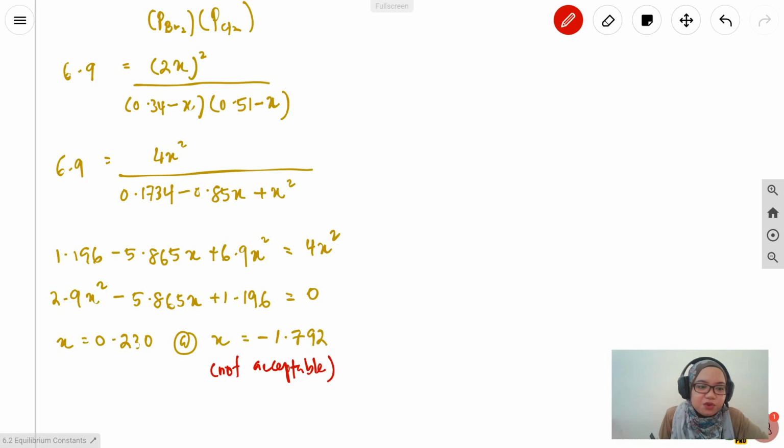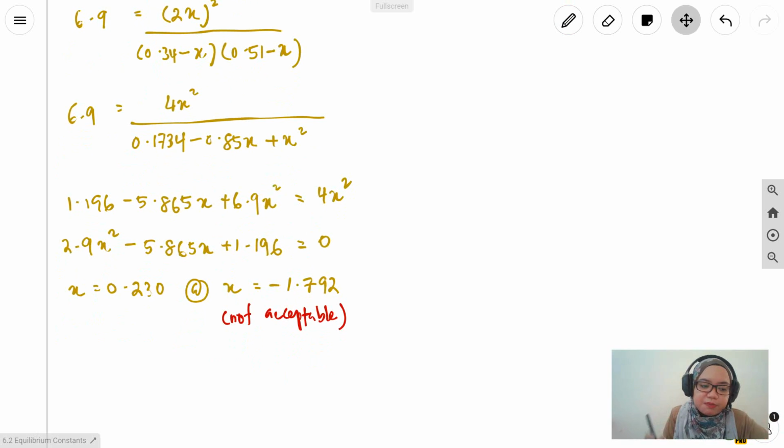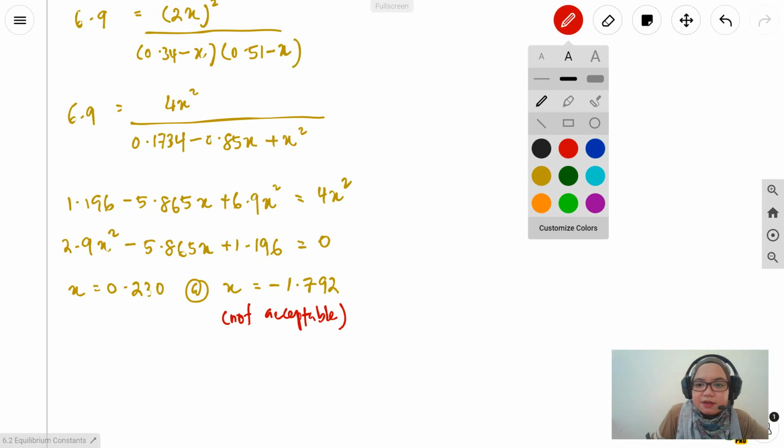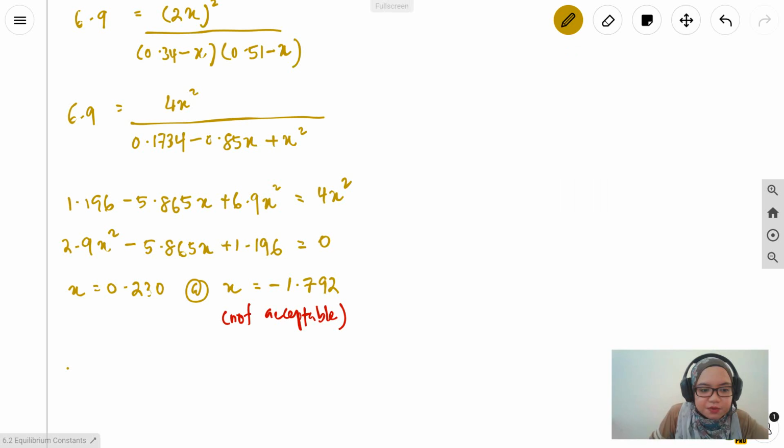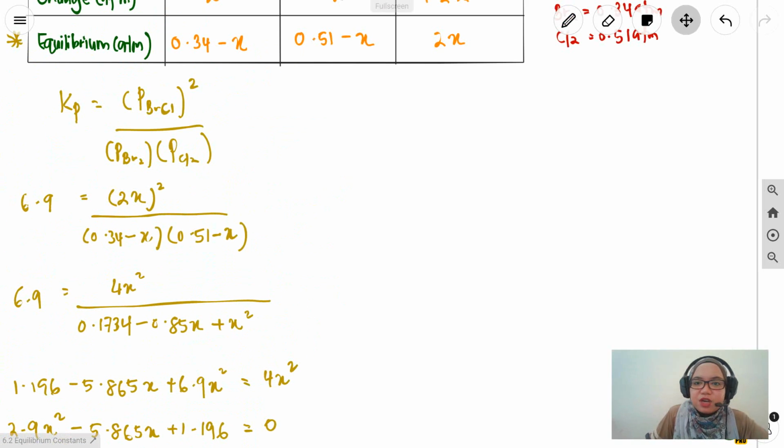because the value of concentration must always be positive, and the concentration and partial pressure must always equal to positive. So this is not acceptable. So now we know that the x that we are going to use is 0.230. So now we need to find the partial pressure.